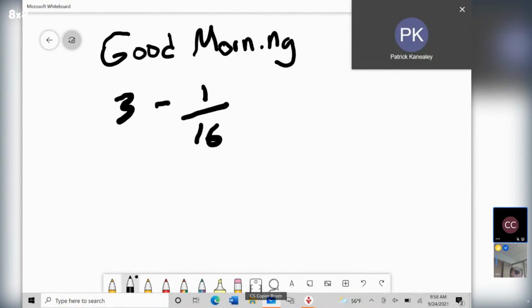Today we're going to work on fractions again. We're going to work on subtracting fractions with whole numbers and just subtracting mixed numbers. I'm going to give another minute. I might have gone a little bit early, but we'll go over how we're going to do both of those.